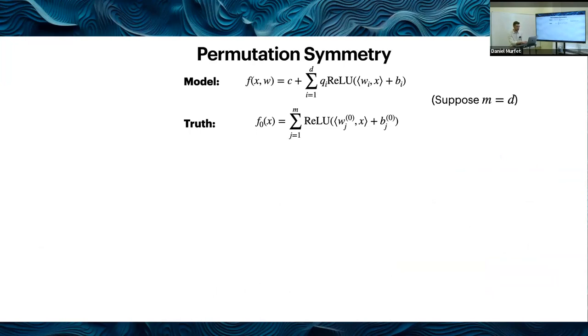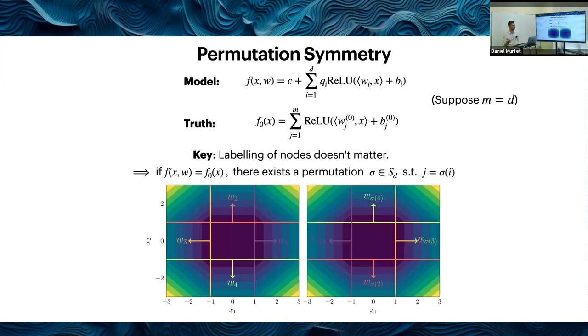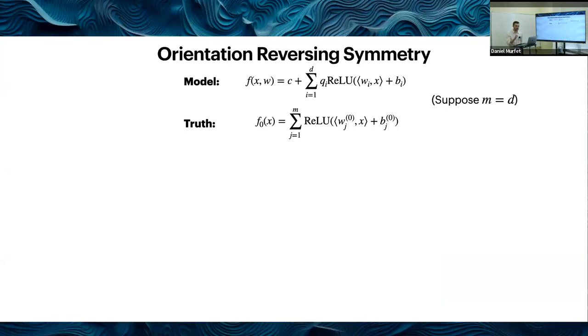The permutation symmetry is very basic. It just says that the labeling of the nodes doesn't matter. And so if your model is equal to the truth, then there exists some permutation of the underlying truth nodes in the model, which is just another way of saying the colors there don't matter. Which node is pointing into which direction doesn't actually matter. So that's easy peasy.